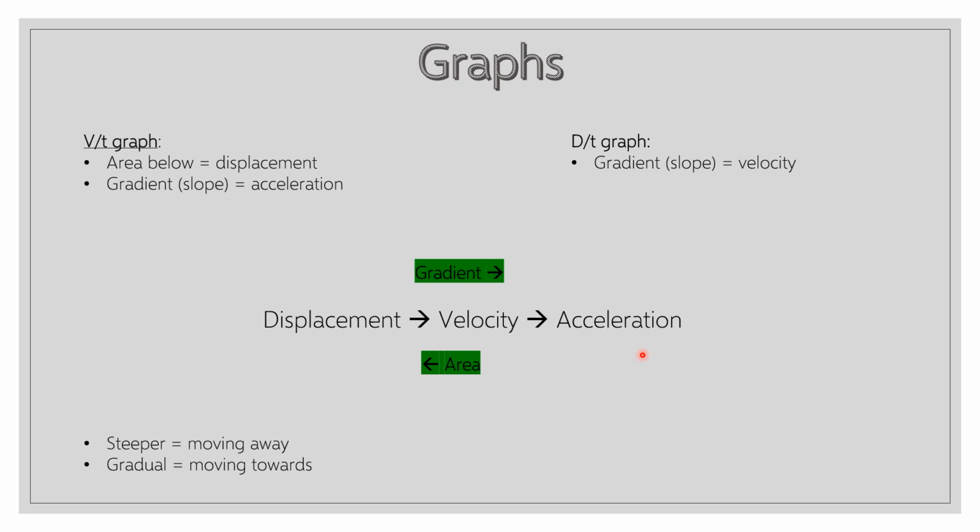Also, when you look at a graph, if it's steeper, you're moving away, and if it's gradual, you're moving towards.